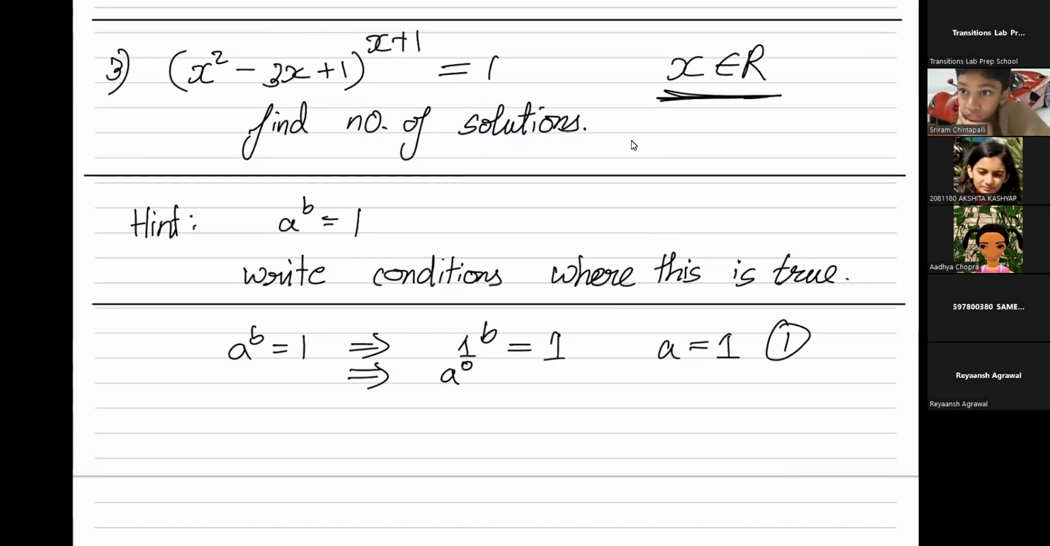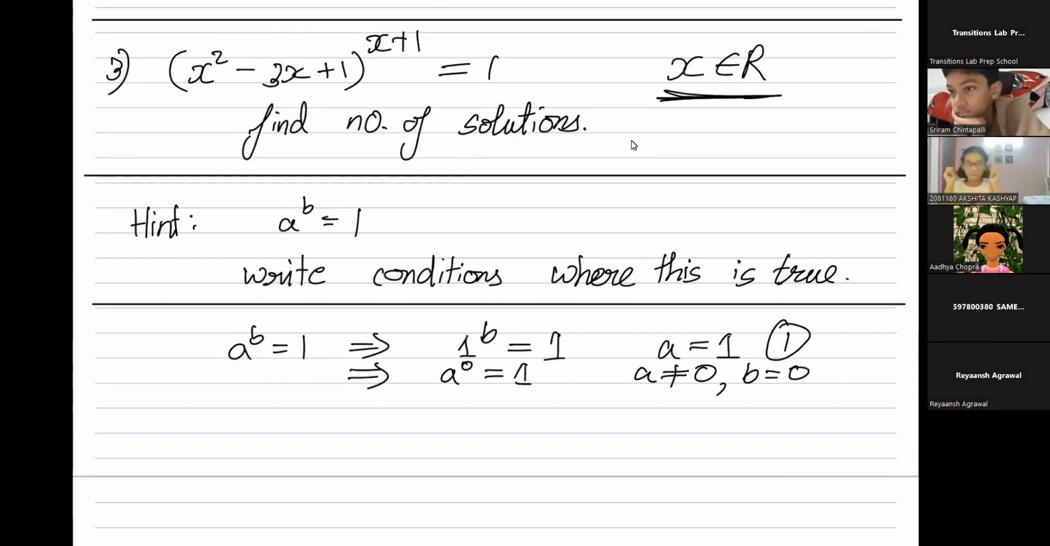This can be a to the power 0 is equal to 1, but a must be greater than 0. This is our condition. As long as a is greater than 0, we have a positive number. Not greater than 0, actually. Not equal to 0. This is the only condition. This is our second condition that we have b equal to 0 and a not equal to 0.